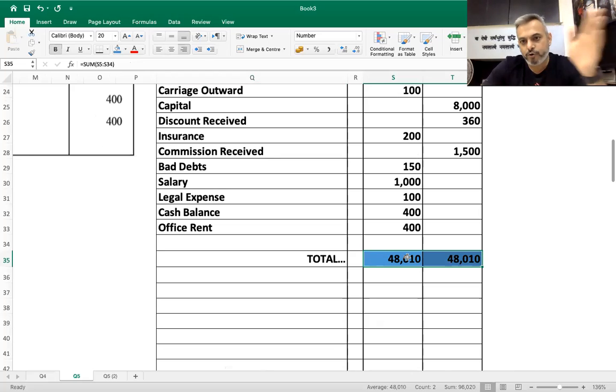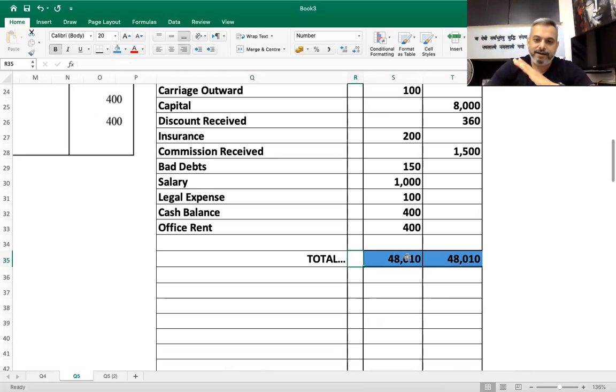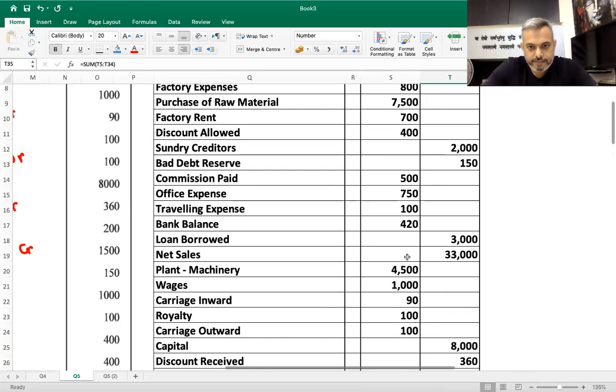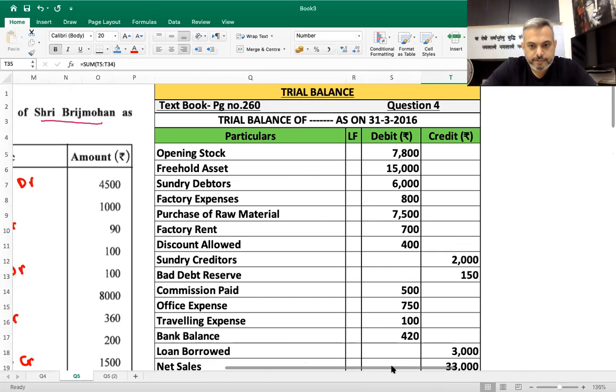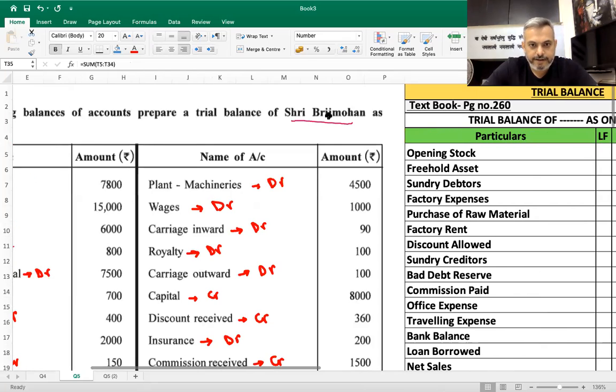Now this tallying of the trial balance means that our ledger posting is mathematically or arithmetically correct. It means we have given two effects properly which are equal and opposite, that is, debit is equal to credit. This does not mean there are no errors. Okay, please mind it. Still there can be errors and you will see this when you do the chapter rectification of errors.